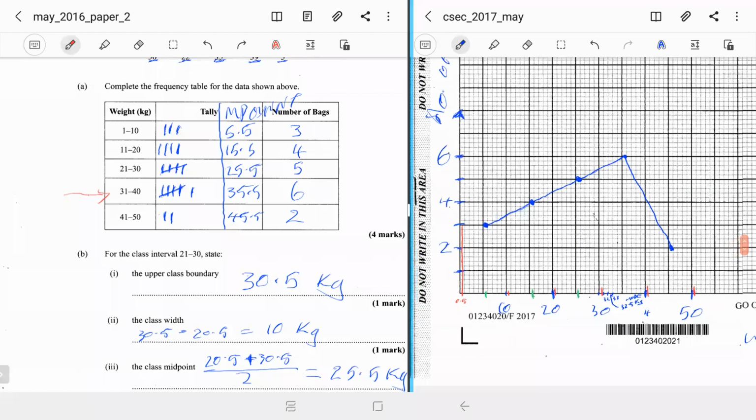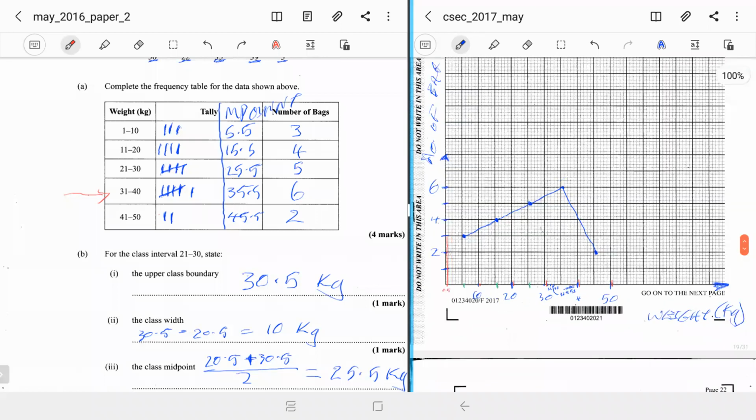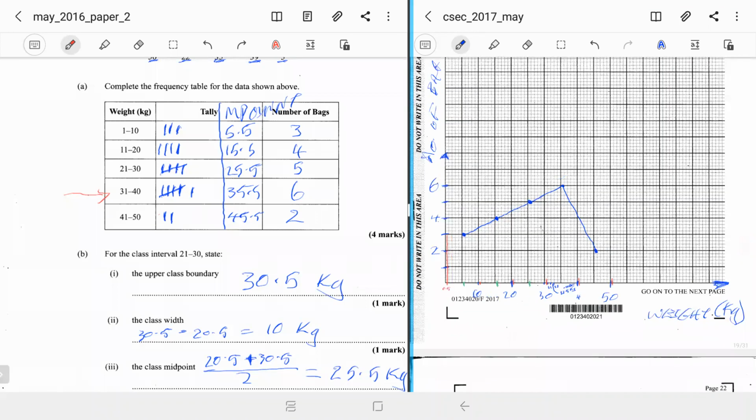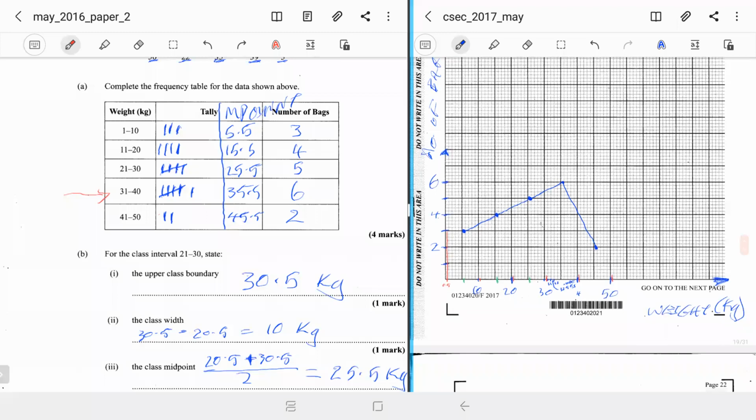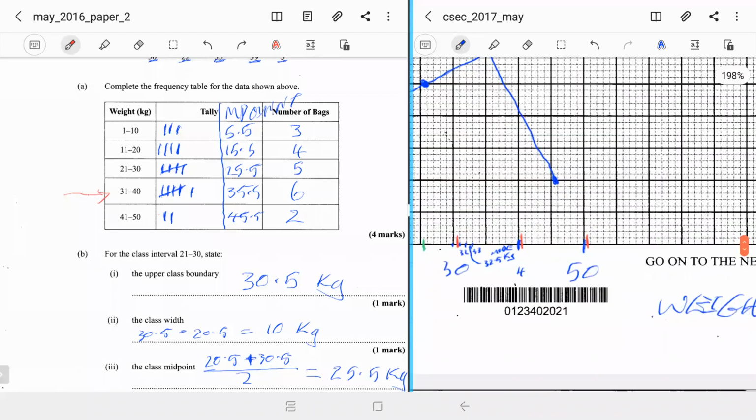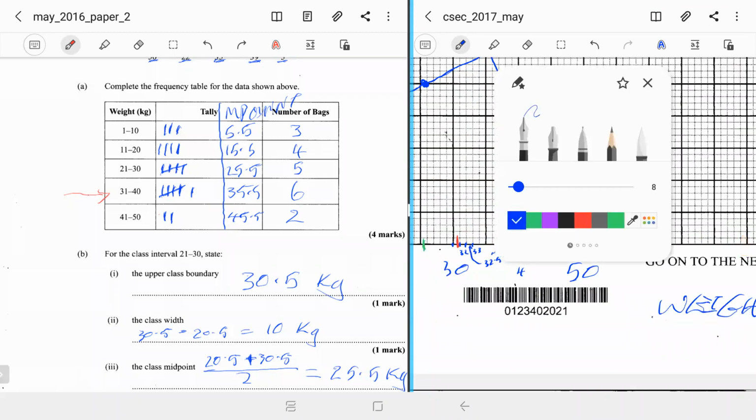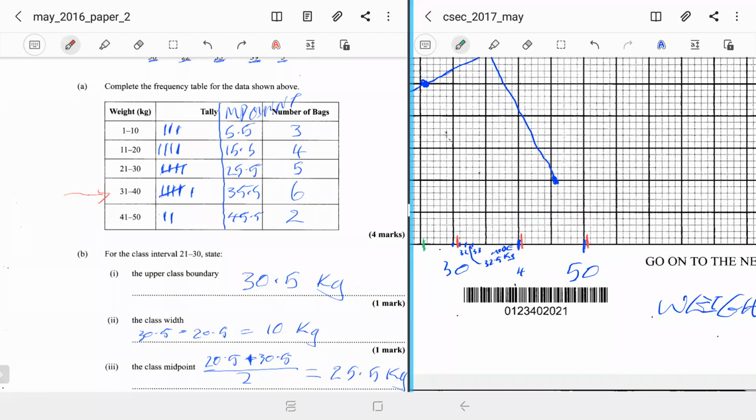All right. That's your polygon now. That's your line graph, but you have to close it. So how do you close it? This is how you close it. So this midpoint value right here is what now? 45.5. And going up by 10, the value after this would be 55.5.